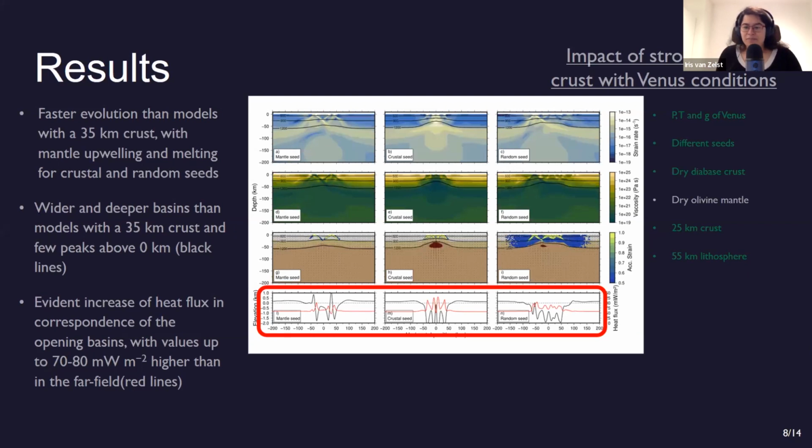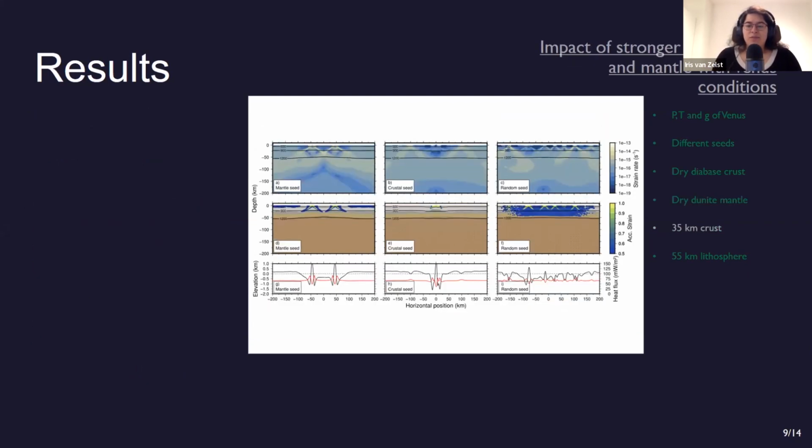So next slide. We thought, well, we've made the crust stronger, diabase crust, but there's also obviously very little constraints on the rheology of the mantle on Venus. So maybe we can also try some models with a stronger mantle. So instead of what we had before, we now have a dry dunite mantle, so it's a bit stronger. And again, we want to see if we can get these rift-like features.